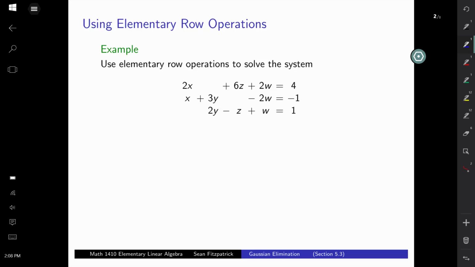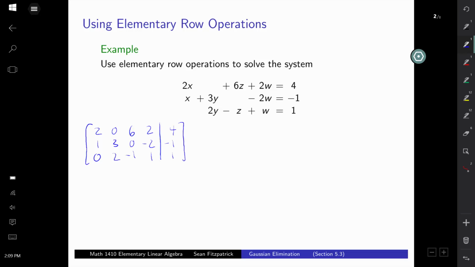So the way we do this, as usual, is we set up our augmented matrix, because it's easier to work with an augmented matrix than it is to keep all the variables in place. So we set up our augmented matrix like so: 2, 1, 0 for the x's, 0, 3, 2 for the y's, 6, 0, minus 1 for the z's, 2, minus 2, 1 for the w's, and over on the other side go our constants, 4, minus 1, 1.